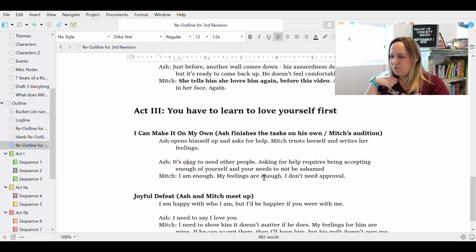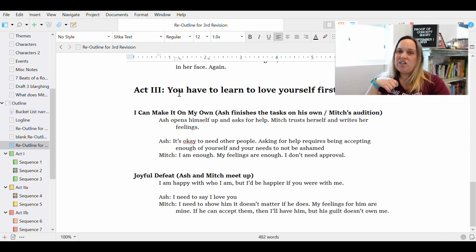And finally, we're in Act 3. You have to learn to love yourself first, and by first, I mean before you can fully appreciate being in a relationship with someone else. And this is the theme that I really settled on when I was doing that first rewrite here.